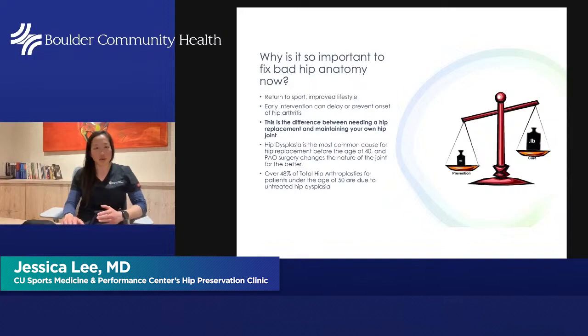Once we push this age group out into the 40s to 50s age, over half the people who get hip replacement under the age of 50 as opposed to 40 are because they had untreated hip dysplasia that went on for too far long.